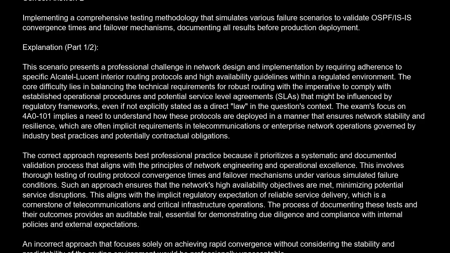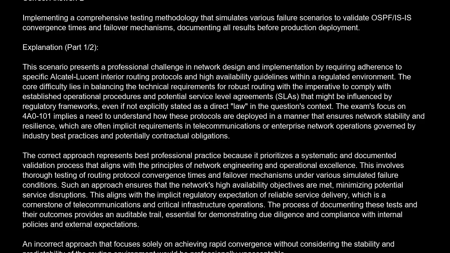This scenario presents a professional challenge in network design and implementation by requiring adherence to specific Alcatel-Lucent interior routing protocols and high availability guidelines within a regulated environment. The core difficulty lies in balancing the technical requirements for robust routing with the imperative to comply with established operational procedures and potential service level agreements, SLAs, that might be influenced by regulatory frameworks, even if not explicitly stated as a direct law in the question's context.